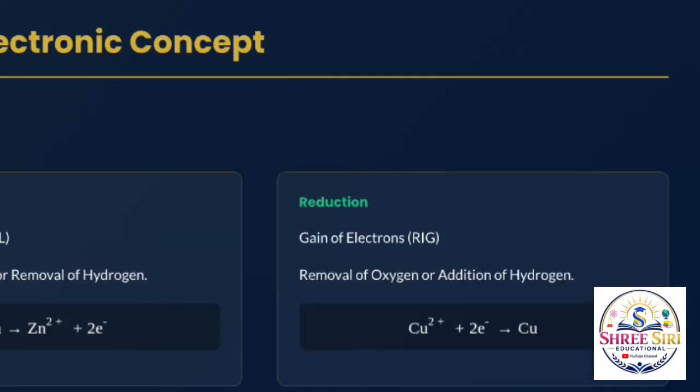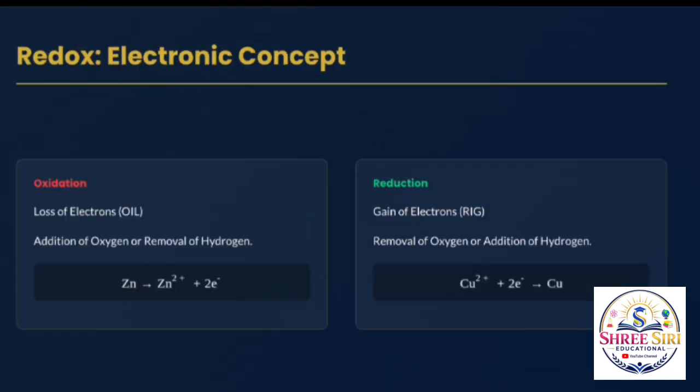When gain of electrons takes place in a chemical reaction, it is considered a reduction reaction. Removal of oxygen or addition of hydrogen is also known as reduction. Here in this case, copper has already lost 2 electrons, that's why it is present in the Cu2+ state. When the copper gains 2 electrons, it becomes copper. So here the gain of electrons takes place. That's why it's a reduction reaction.